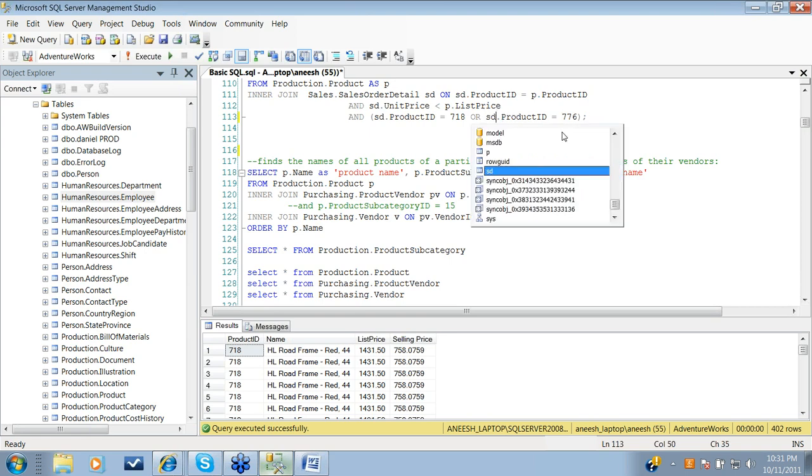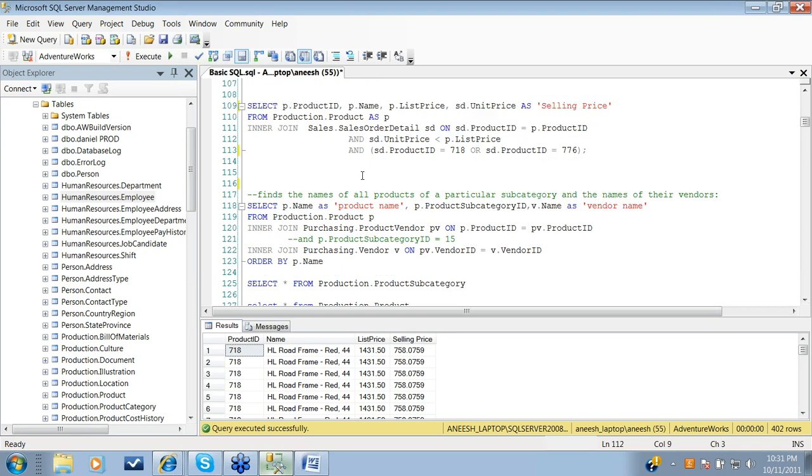All right. So now you need to tell me what kind of relationship exists between the product table and the sales order detail table.